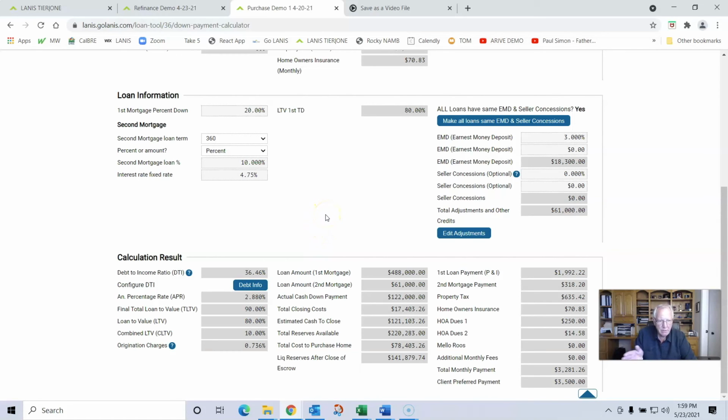Sometimes those seconds, their administration fees can be higher, and you just want to be aware of that and be able to provide your borrower with multiple choices. That way it makes it much easier for them to make a decision on which way they want to go on the loan.